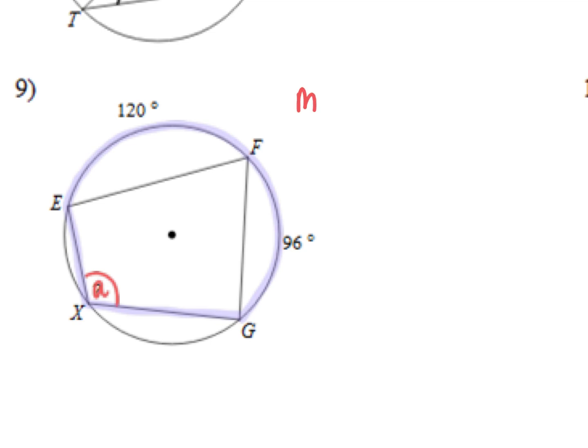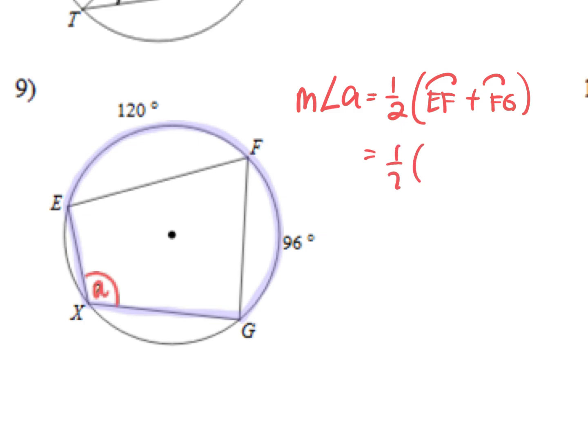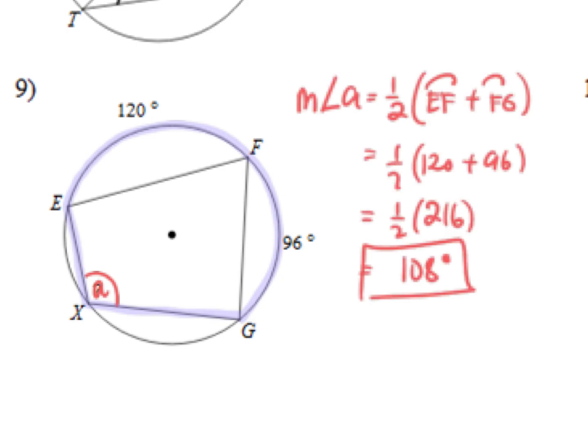So here the measurement of angle A is going to be 1/2 of arc EF plus the arc FG. This is going to be 1/2 of 120 plus 96. That's going to give you 216. Half of 216 is 108 degrees. So this is 108 degrees.